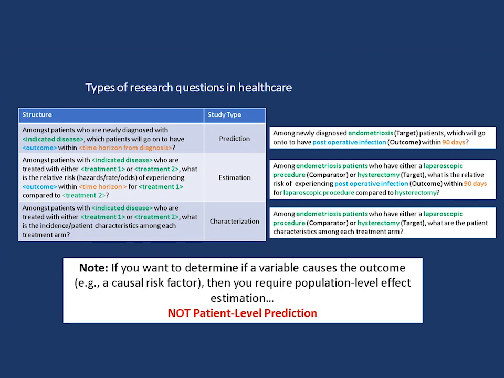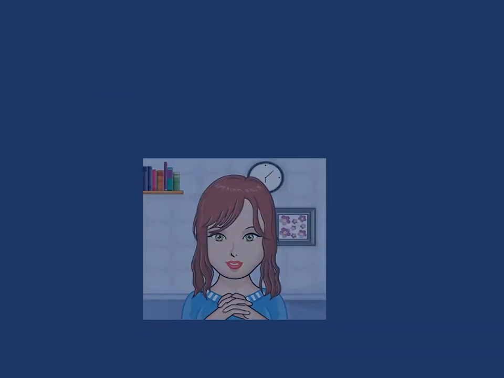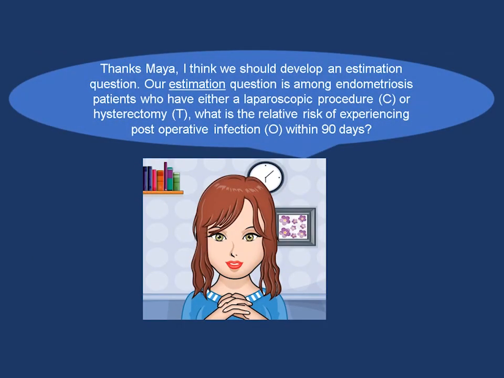That's right. If you want to determine if a variable causes the outcome, then you require a population-level effect estimation, not a patient-level prediction. Thanks, Maya. Great advice. I think we should develop an estimation question. Our estimation question is among endometriosis patients who have either a laparoscopic procedure, the comparator, or hysterectomy, the target, what is the relative risk of experiencing postoperative infection, the outcome, within 90 days?